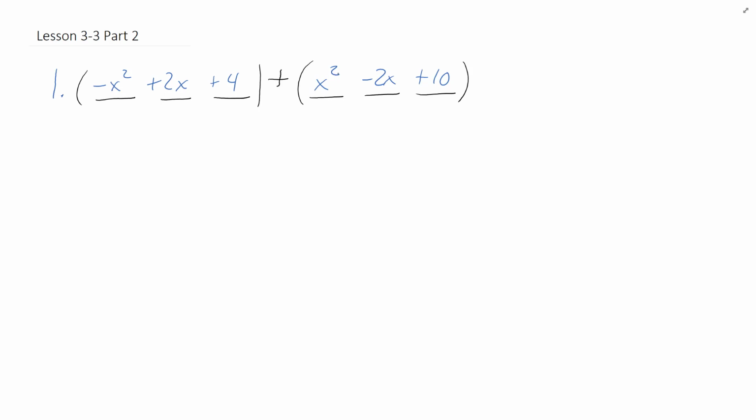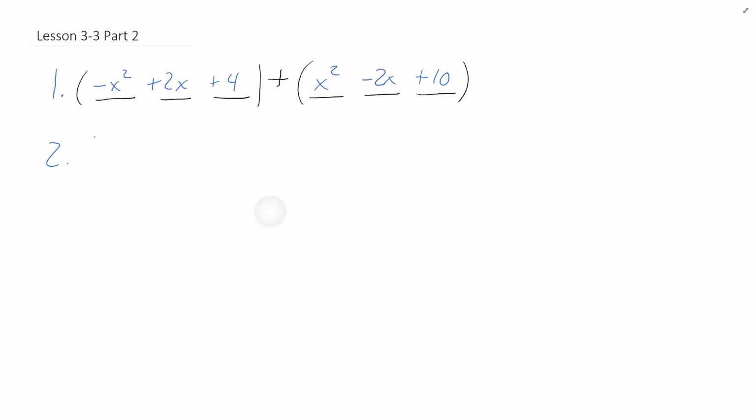And again, lots of different ways to do this. There's infinitely many different ways to come up with 14 and to come up with the 0x and the 0x squareds. Number 2 is similar, but the two words we're going to look at here are the words binomial, so our polynomials are going to have two terms each, and the word difference. Difference means we're looking at a subtraction question.